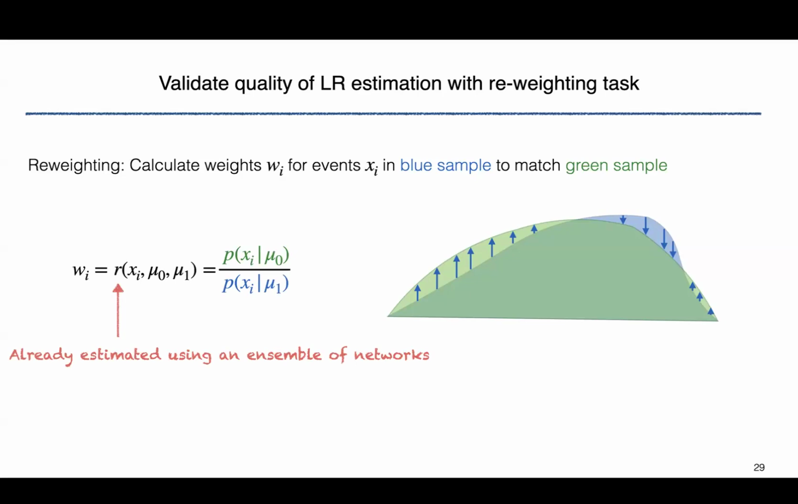So if I just plug in these values from my classifiers, I should see that the blue starts to look exactly like the green. And if I look in this high dimensional space and I find any corner where the reweighted sample doesn't look like the green one, then I've convinced myself that in that part of the phase space, the networks are not getting the likelihood ratios correctly. Does that make sense? Okay.